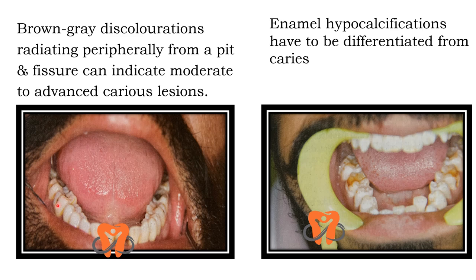like here. And they are radiating out from the pit and fissure. In this tooth, you can see it in this tooth. Now when you look at these teeth, you can see that they appear to be involved with caries. But you have to differentiate these discolorations from enamel hypoplasia. Now these teeth show enamel hypocalcifications here, on this surface. So we have to know the color difference and the difference in the texture to know whether it is caries or an enamel hypocalcification.